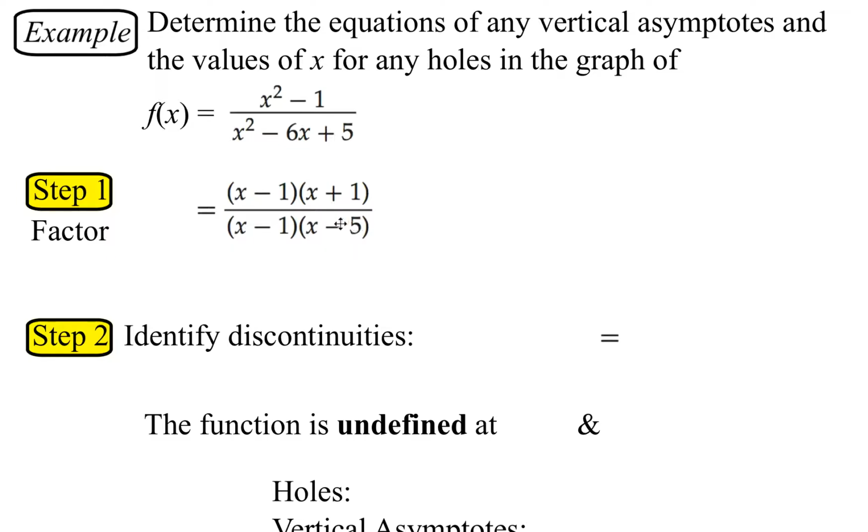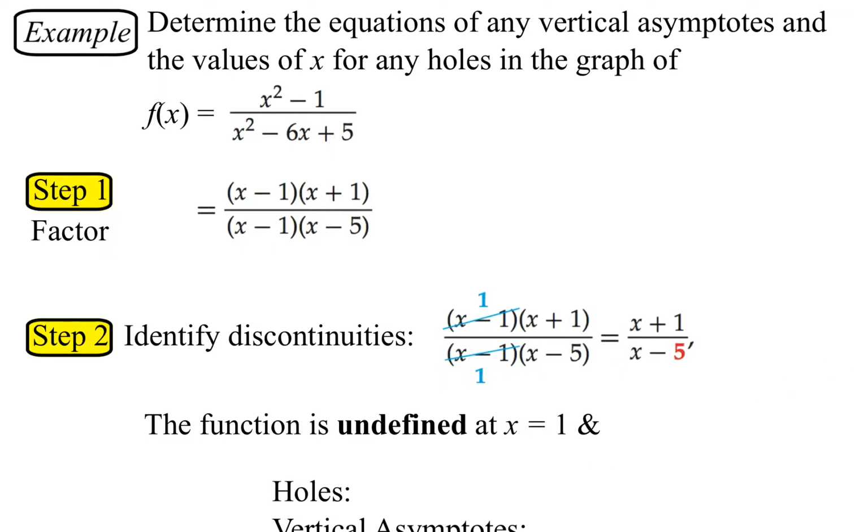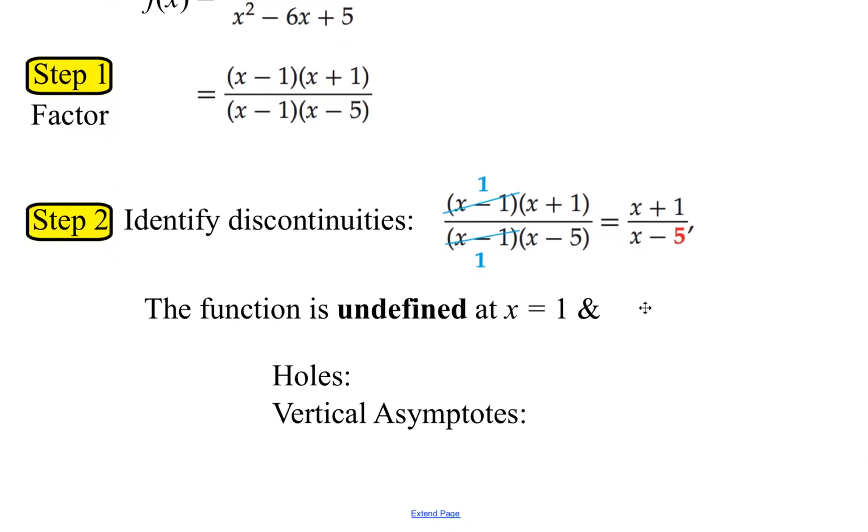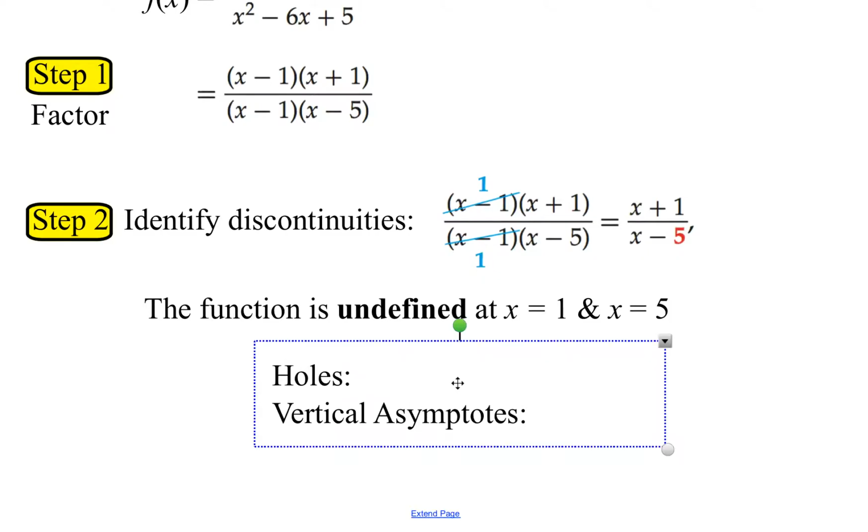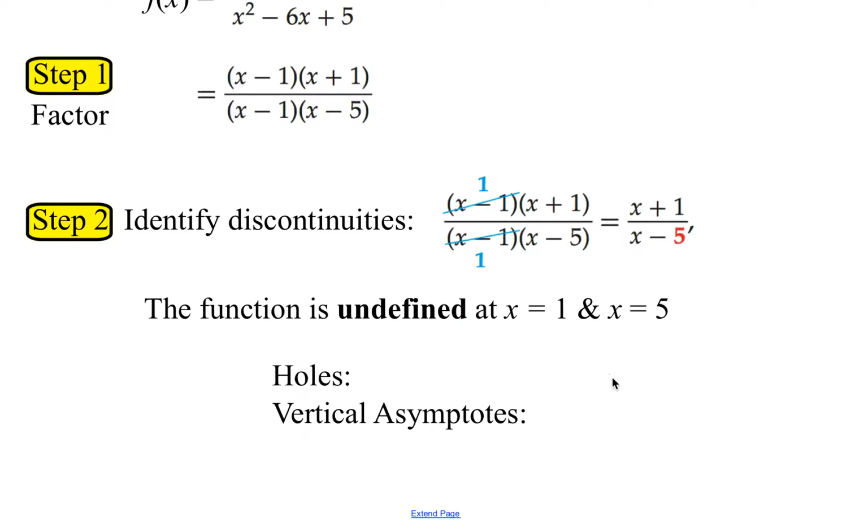And then x equals 5 would give us a 0 in the denominator, so that's going to be a vertical asymptote. So just like I said, these simplify, and so we end up having a point where it's undefined at x equals 1 and at x equals 5. Well, the hole is at x equals 1, and the asymptote is at x equals 5.